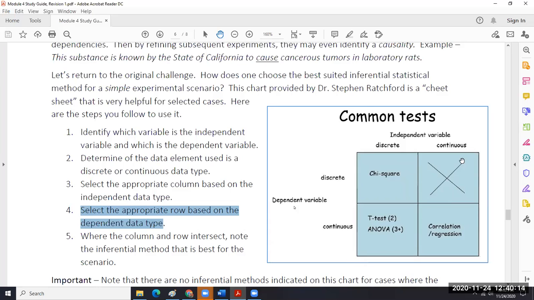The thing I want you to know is that I'm going to try to trick you on the test, probably at some point, and say you have a continuous independent variable with a discrete dependent variable. What common test do you use for inferential statistics according to the cheat sheet? And you know what you're going to tell me? Nada. Nothing. There is no quick and easy.